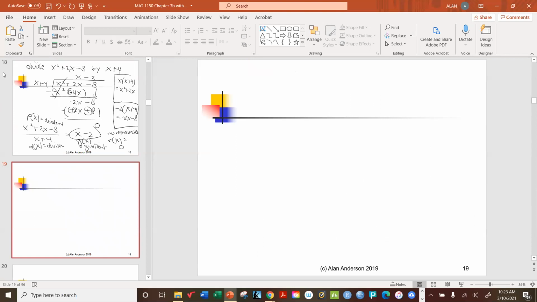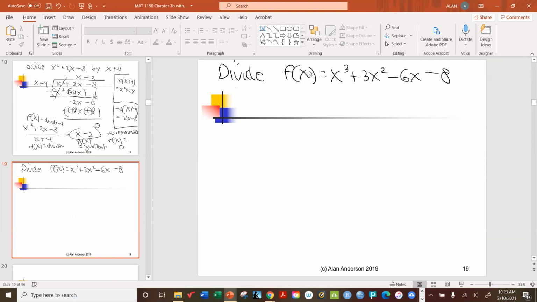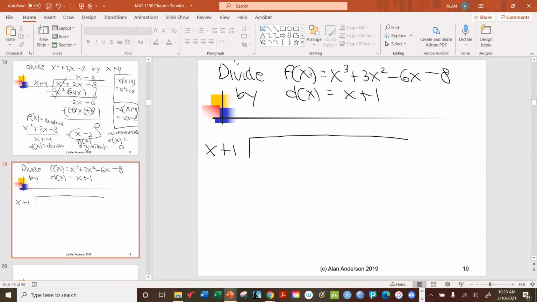We're going to divide the function x cubed plus 3x squared minus 6x minus 8 by the divisor, which is x plus 1. All right, so let's do it the way we've been setting it up to this point. X plus 1 divides into x cubed plus 3x squared minus 6x minus 8.